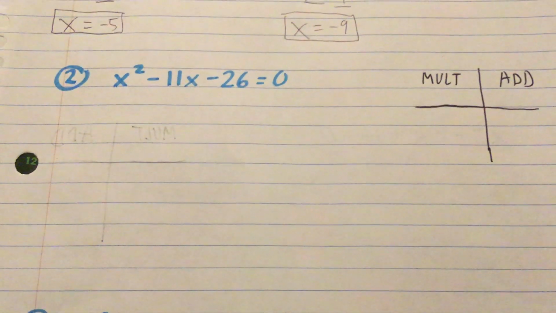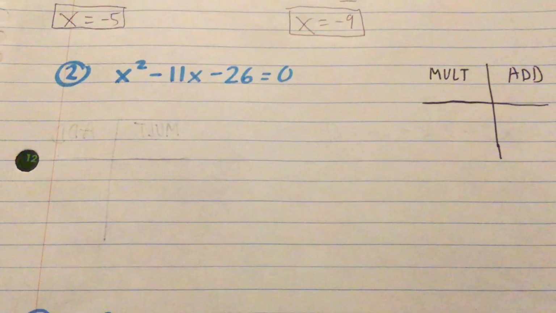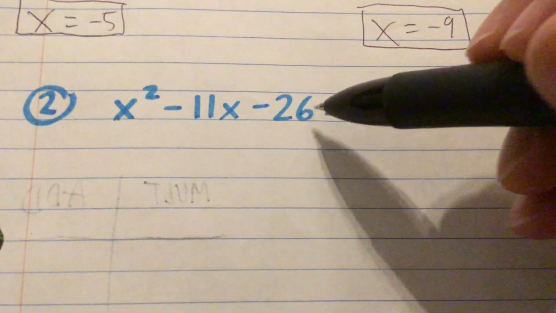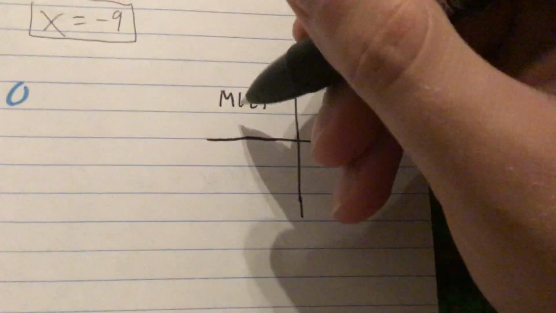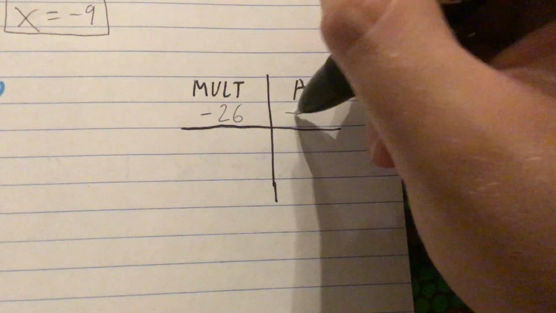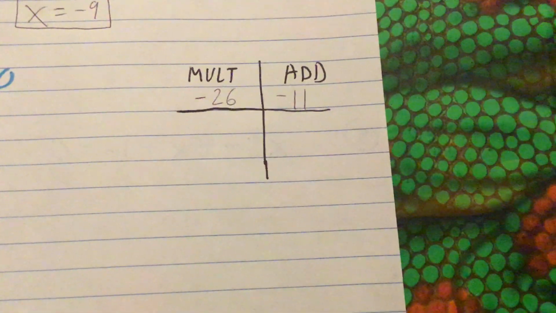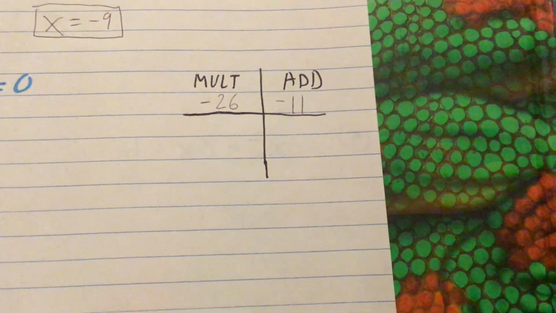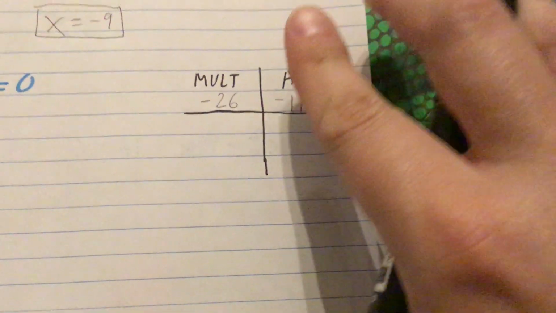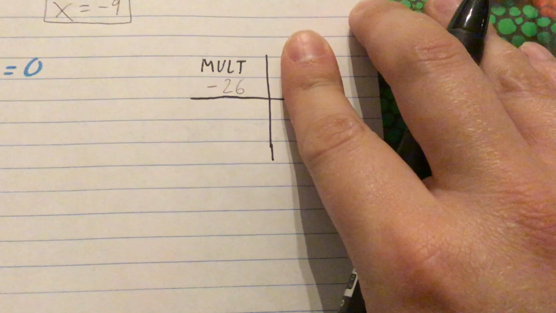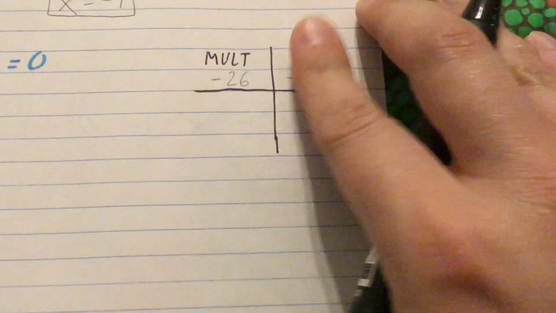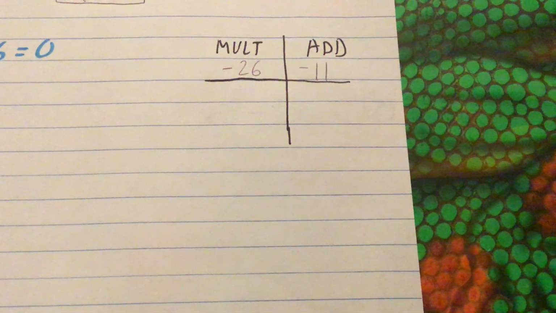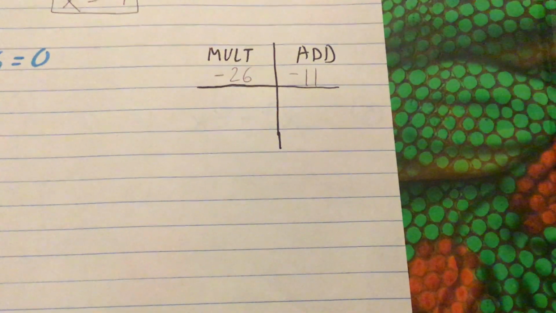X squared minus 11x minus 26 is equal to 0. Remember that a is equal to 1, so all I care about is what 2 numbers multiply to negative 26 and add to negative 11. If you're trying to figure out the combination, pause the screen in 3, 2, 1. If it multiplies to negative 26, it needs to be a positive times a negative. But for the combination that adds to negative 11, the negative number needs to be stronger than the positive.